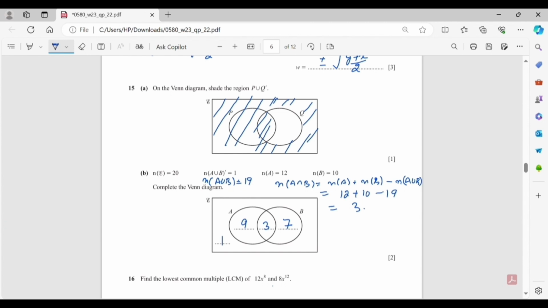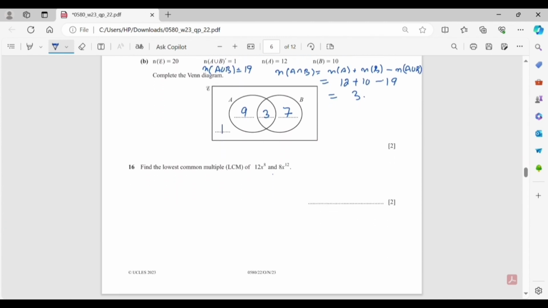Next, question number 16. Find the lowest common multiple, LCM, of this. Now the LCM of 12 and 8. First find the LCM of 12 and 8. Both are divisible by 4.